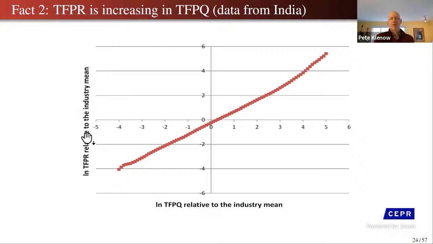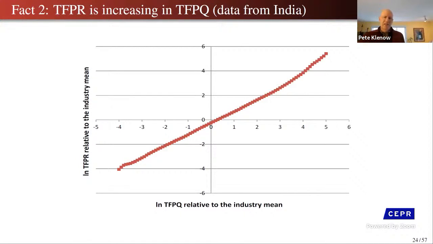Here's the TFPR of the plant relative to the mean. You can see just a really positive slope. For every log point here, you've got about half a log point here. So the elasticity is about 0.5. The elasticity is still positive in the US, about 0.1, but that's dramatically lower. So then the question is why? Why is TFPR so steeply increasing in TFPQ in India versus the United States?